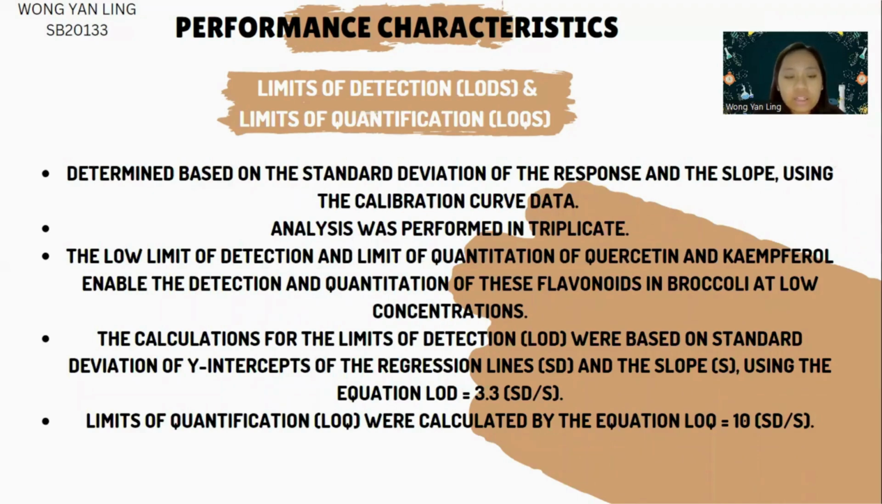LOD stands for limit of detection and LOQ stands for limit of quantification. These two are determined based on the standard deviation of the response and the slope using the calibration curve data. The analysis was performed three times. The low limit of detection and limit of quantitation of quercetin enable the detection and quantitation of this flavonoid in broccoli at low concentration.